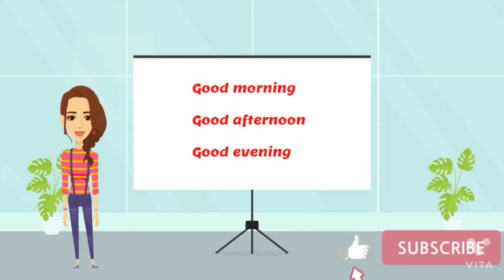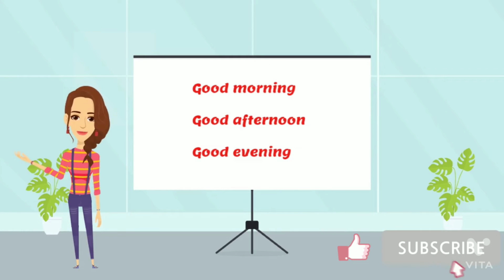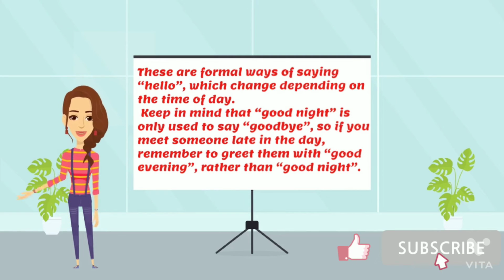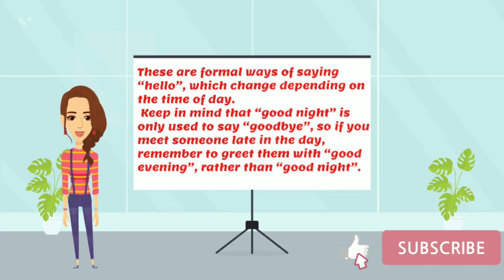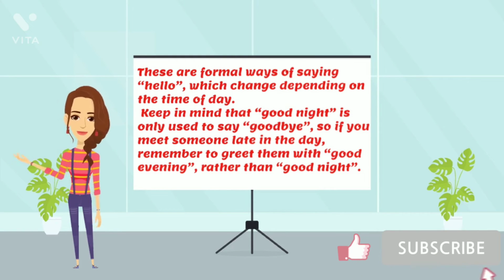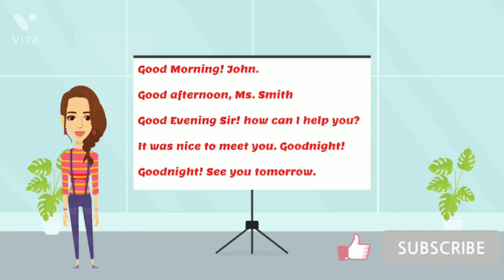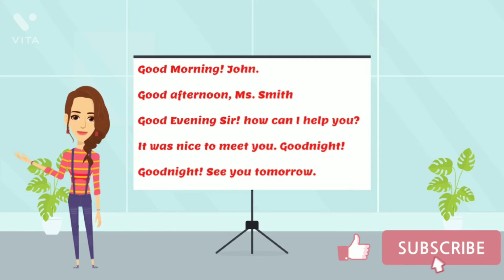Now let's quickly check other formal greetings. Good morning. Good afternoon. Good evening. These are formal ways of saying hello, which change depending on the time of day. Keep in mind that good night is only used to say goodbye, so if you meet someone late in the day, remember to greet them with good evening, rather than good night. Good morning, John. Good afternoon, Ms. Smith. Good evening, sir. How can I help you?